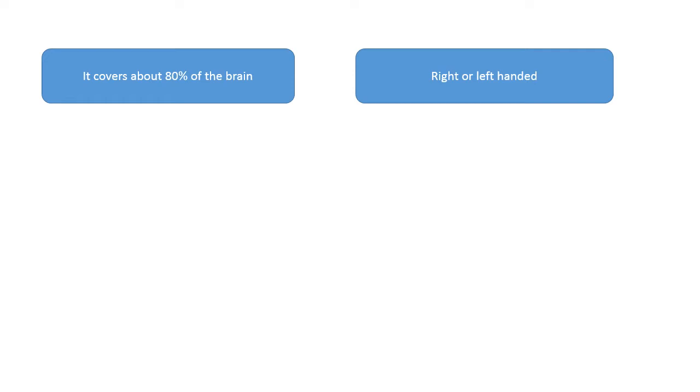People generally say you are right-handed or you are left-handed. This right- and left-handedness comes from these terms, right and left hemispheres. When you are left-handed, you are a right hemisphere dominant person. When you are a right-handed dominant person, then your left brain is dominant over your right brain.